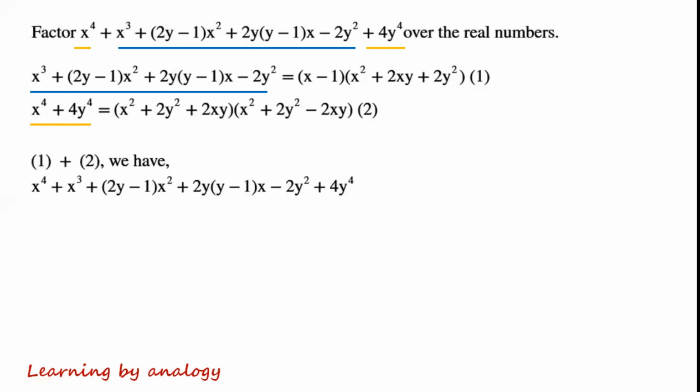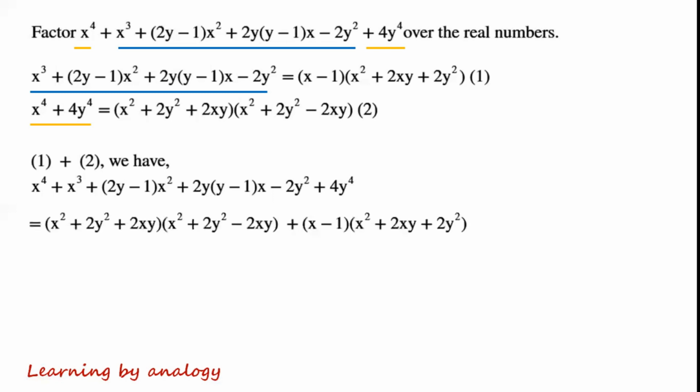Combining the two parts, we have x to the power of 4 plus x cubed plus (2y minus 1) times x squared plus 2y times (y minus 1) times x minus 2y squared plus 4y to the power of 4 equals (x squared plus 2y squared plus 2xy) times (x squared plus 2y squared minus 2xy) plus (x minus 1) times (x squared plus 2xy plus 2y squared).